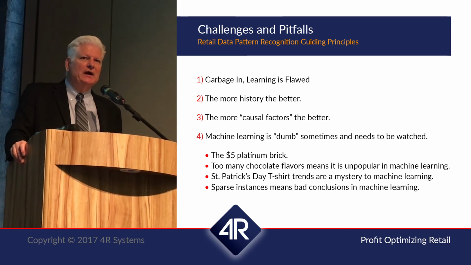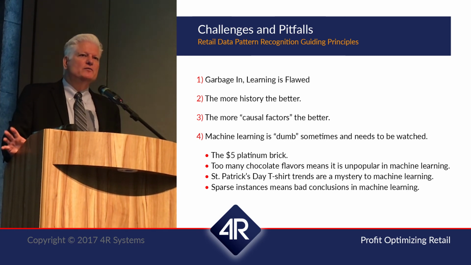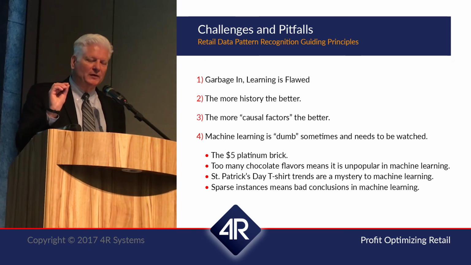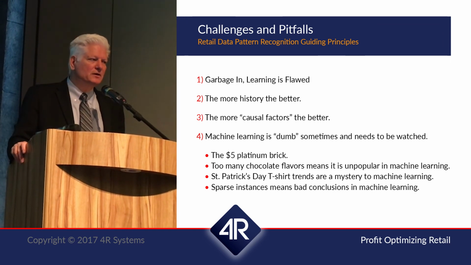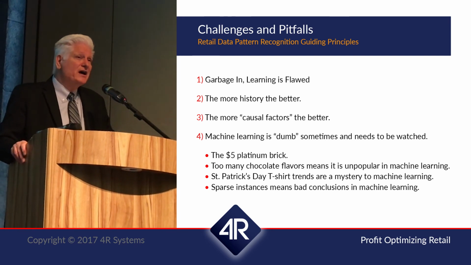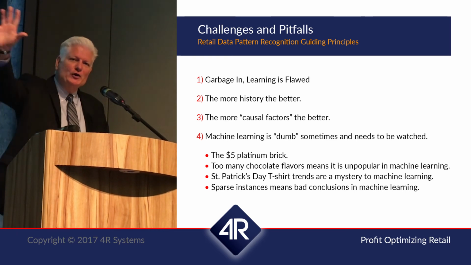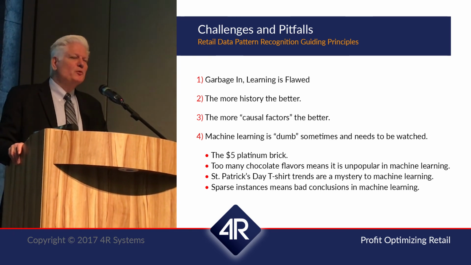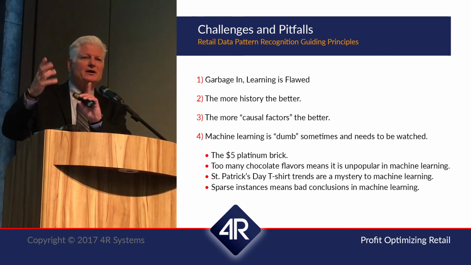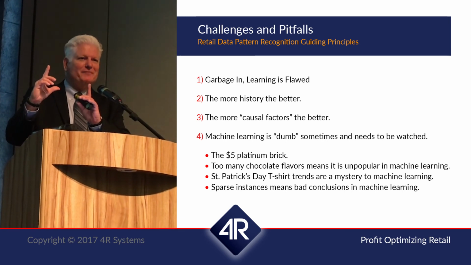And the last part has to do with the way that machine learning works. Even if you have lots of data and lots of information, you need to be careful. I'll give you a couple of examples of things that we have found. The first one is what we call the $5 platinum brick. Machine learning looks at all of the data and comes up with a brilliant analysis. It says if you had a brick of platinum and you sold it for $5, you could sell a lot of that.